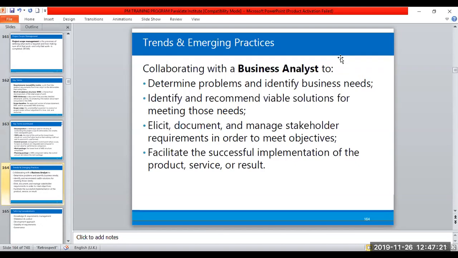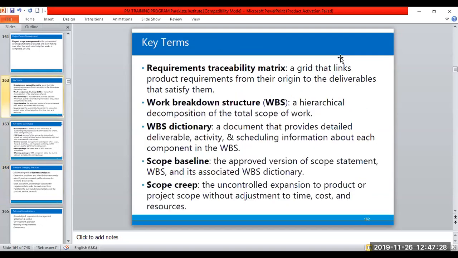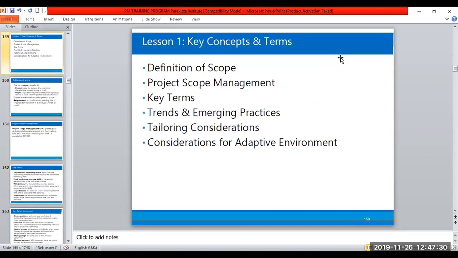Now, under this chapter, we would look at trends. We'll study trends and emerging practices. In fact, our study is actually categorized in this way. We have definition, we have the meaning of project scope management and key terms, trends and emerging practices, then tailoring considerations, and considerations for adaptive environments.